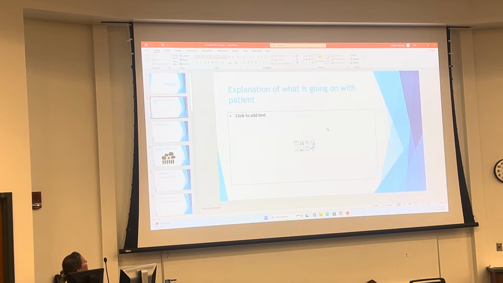The next slide is an explanation of what's going on. You'll go through your data, but before you present that, you'll give a little summary. Like, my patient's from home, he has heart failure, he wasn't taking his medicines, he was short of breath, he came into the hospital. Just a little summary, introducing everyone to your patient.